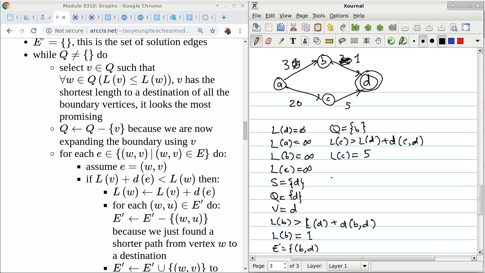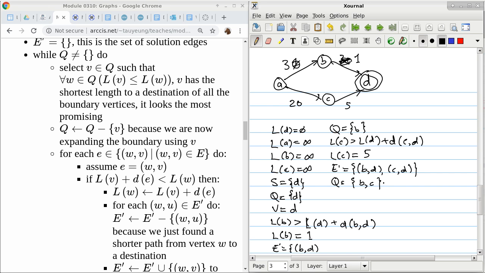And then we get through all the same stuff here, which is E prime is now, we add one more edge to it. So BD is still there, but now we also add CD to it. And then Q, we also have to add C to the set Q. So now it is BC in Q. And that would be the end of the second iteration of the for each loop.